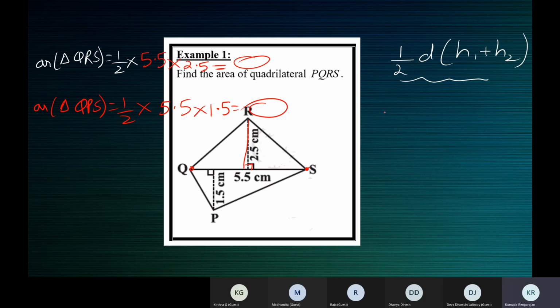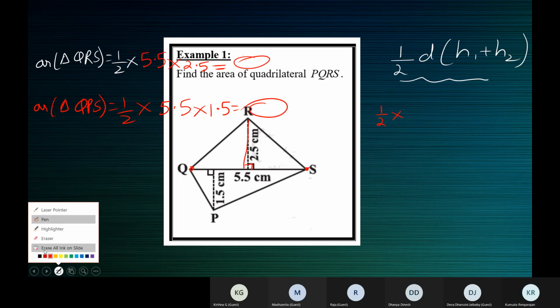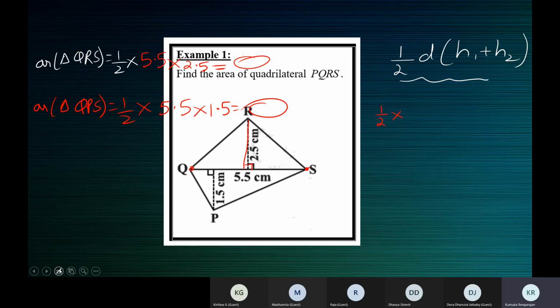Now, what was the formula we used to find the area of QRS? Half base into height, right? So half into what's the value of the base? 5.5. Sorry, one second. I was just disturbed.